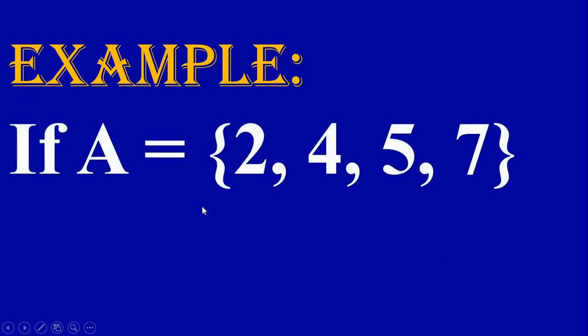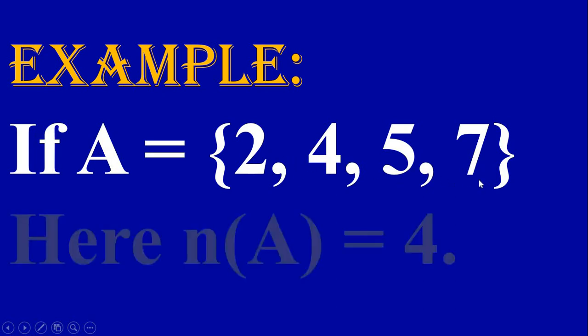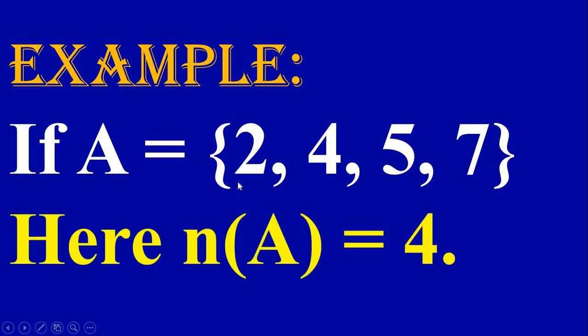Example, consider A equal to {2, 4, 5, 7}. Now all these are different elements. So in total there are 1, 2, 3, 4 elements. Therefore here we write n(A) equal to 4. So the total number of elements in set A is 4 here.